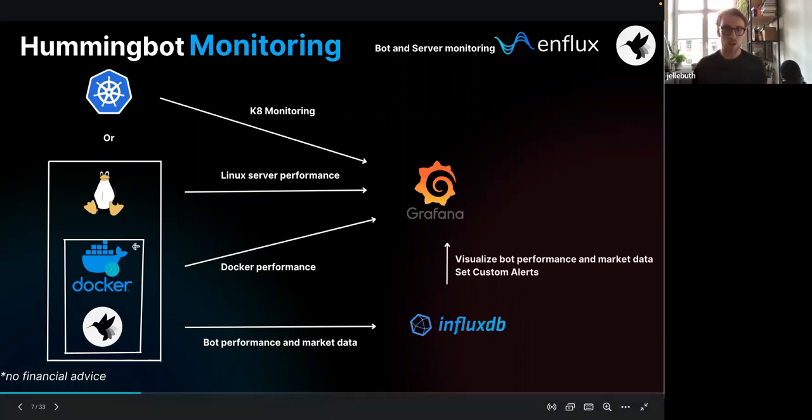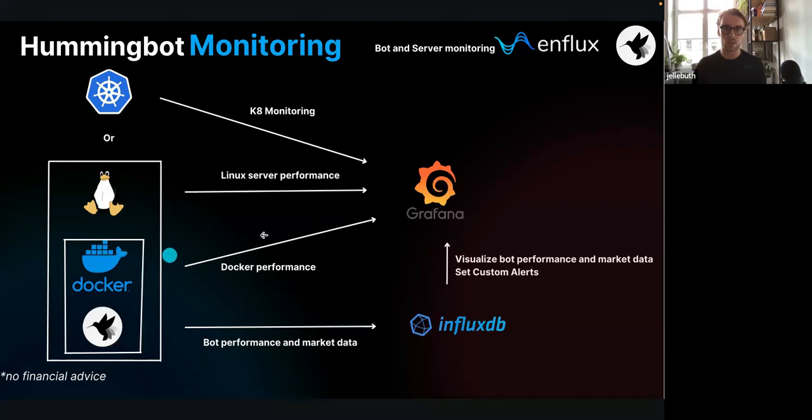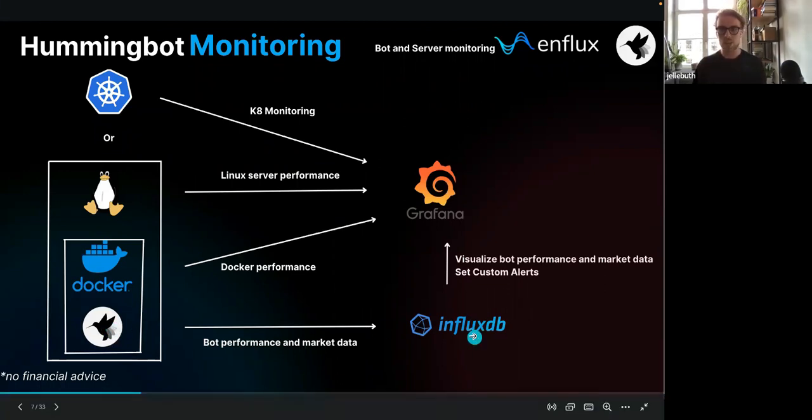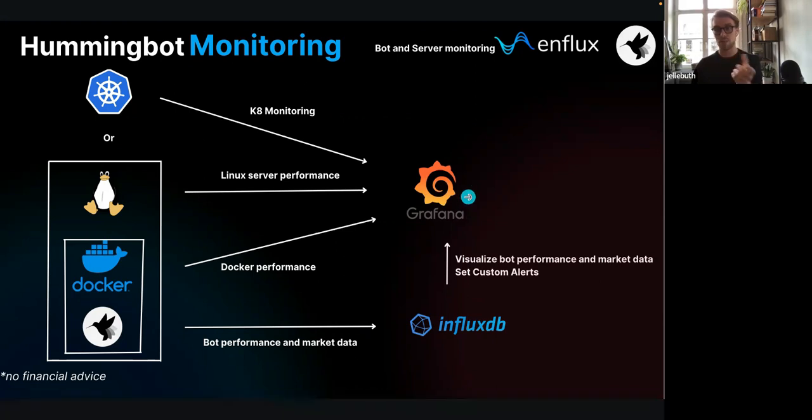And how we do that, while most of the information is just sent from the Linux server and the Docker instance directly to Grafana, analyzed and visualized in a dashboard, we have another implementation for the Hummingbot bot performance and market data performance. Because what we do, we send the data first to an Influx database, which is a time series database, and then we visualize that using Grafana. There's an easy integration for that.